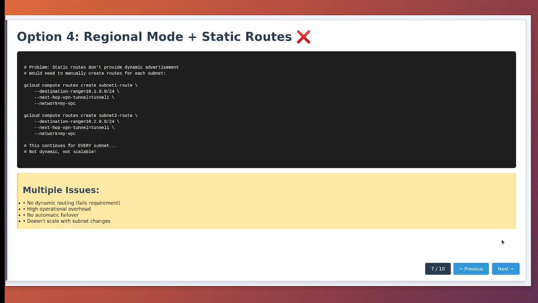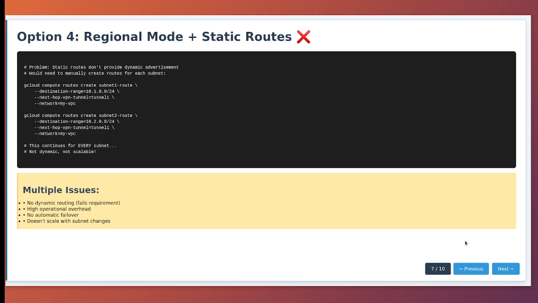Second, even if we interpret this as creating static routes for each VPC subnet to be advertised to on-premises, this defeats the purpose of dynamic routing. You would need to manually create and maintain routes for every subnet in every region.